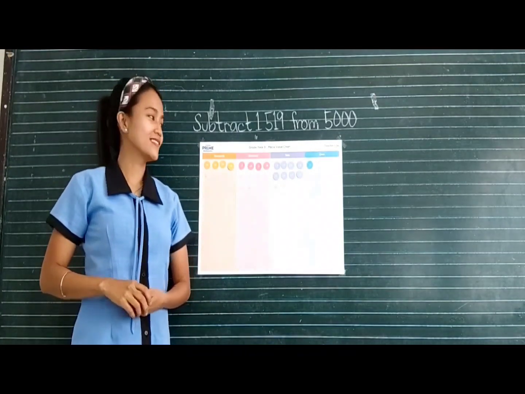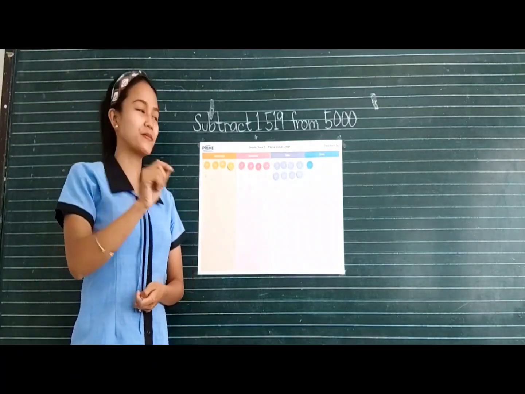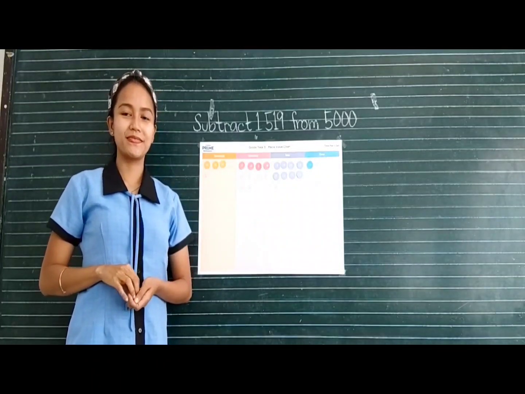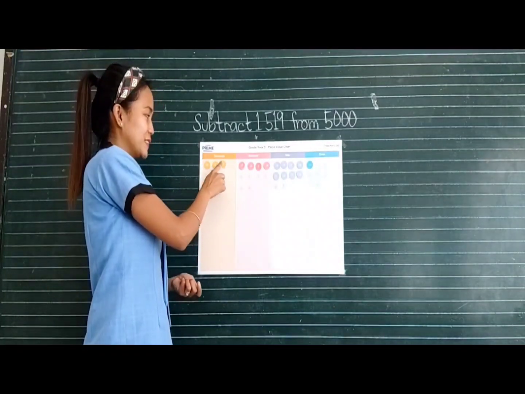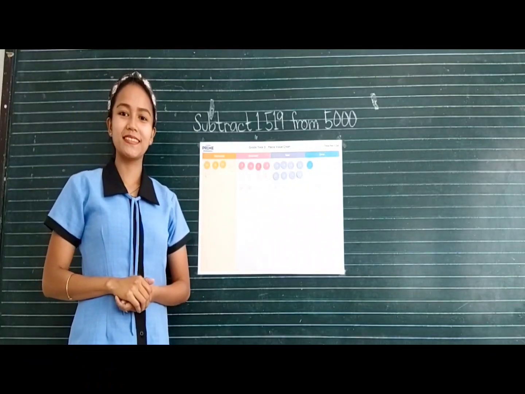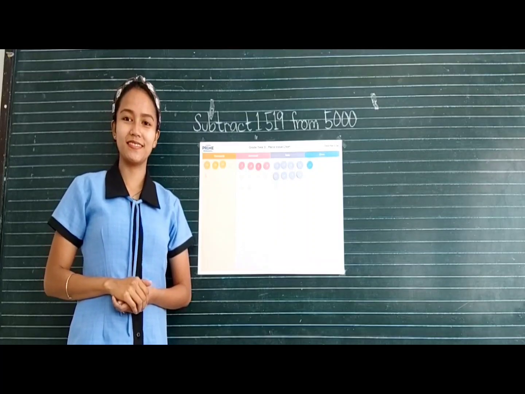And finally, the thousands column. Remove 1 counter from 4 counters. There are 1, 2, 3 thousands left. Now, let us take a look at the pictorial representation. Let's write it in vertical form.